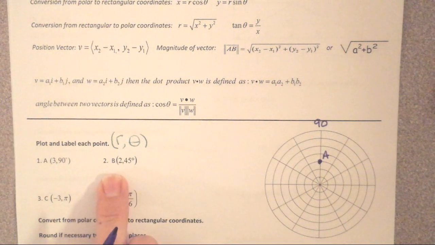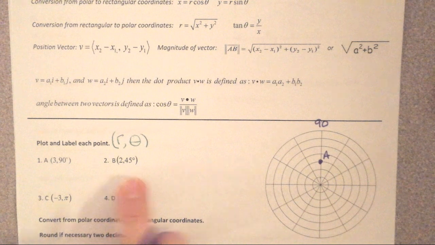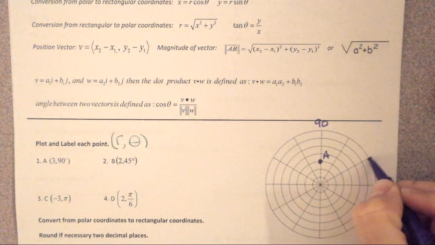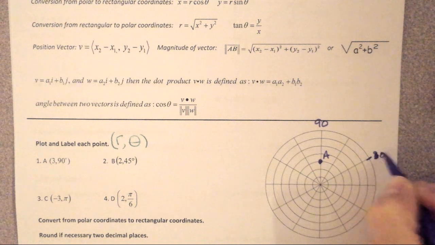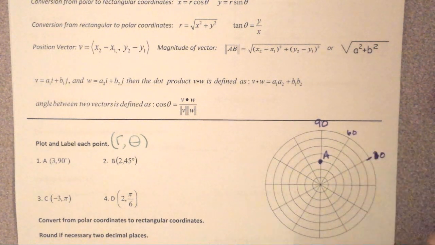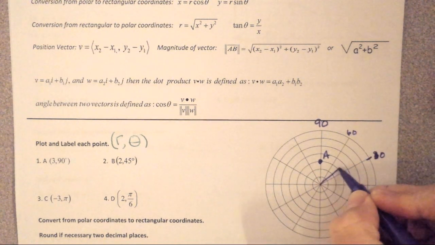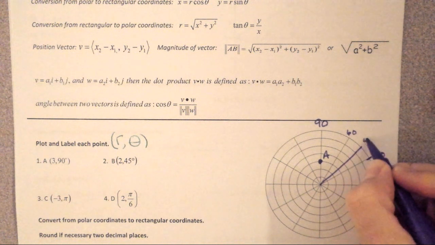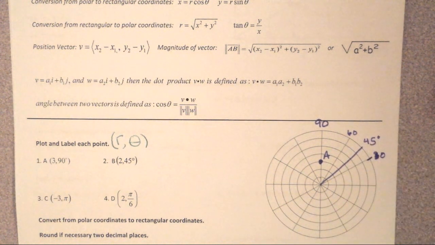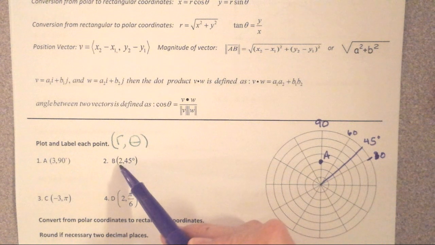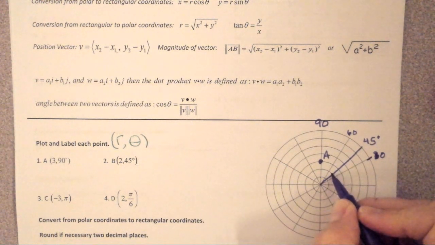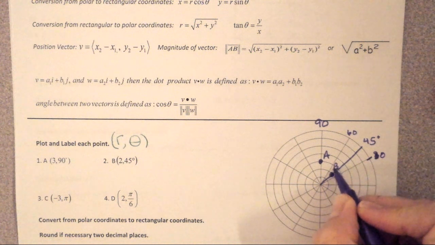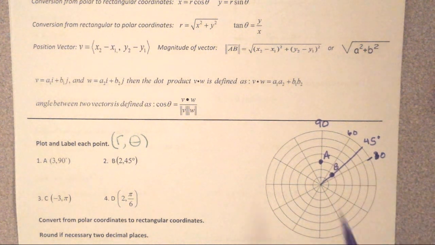Now I'm going to go do B. B says that I want to label 45 degrees first. So this right here is 30 degrees, sorry. This up here is 60 degrees, so the 45 would be right here in the middle, so I have to go draw that one in. So there's my 45 degrees, and I'm going to go 2 circles towards the 45. So 1, 2, and I labeled that B.